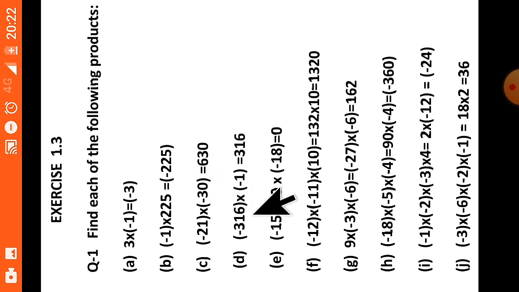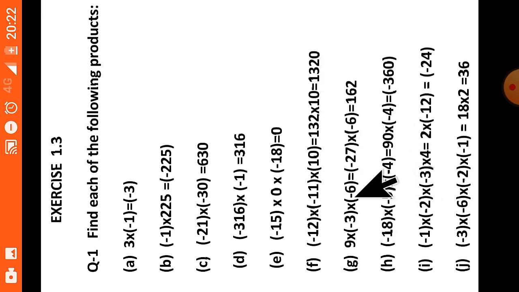Minus 316 into minus 1, 316 ones are 316 and minus minus will be plus, so plus 316. Minus 15 into 0 into minus 18, any number multiplied by 0 is always 0. Now minus 12 into minus 11 into 10, 12 into 11 is 132, minus minus will be plus and into 10 will be 1320. So plus 1320.